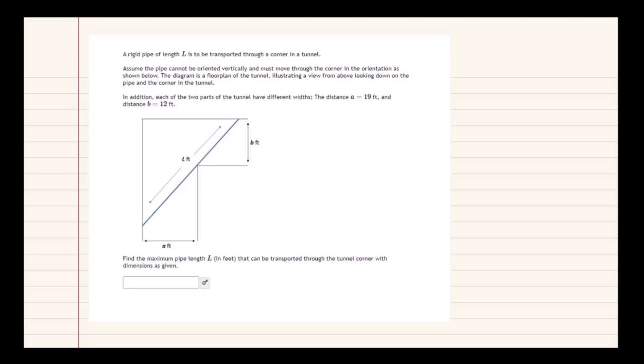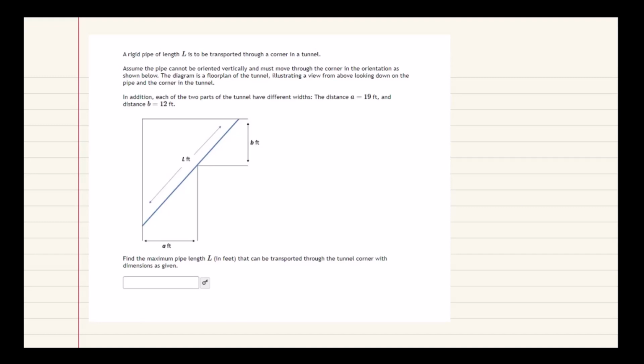Okay, let's solve the following problem. A rigid pipe of length L is to be transported through a corner in a tunnel. Assume the pipe cannot be oriented vertically and must move through the corner in the orientation as shown below. The diagram is a floor plan of the tunnel illustrating a view from above looking down on the pipe and the corner in the tunnel.